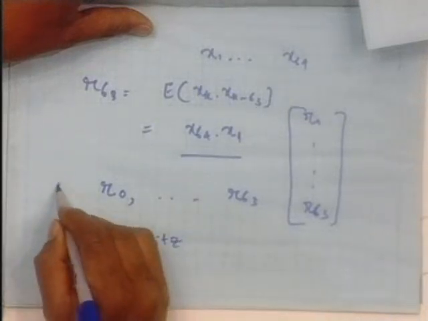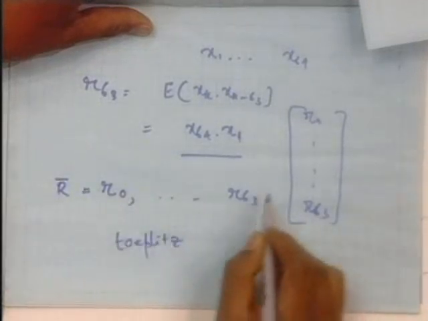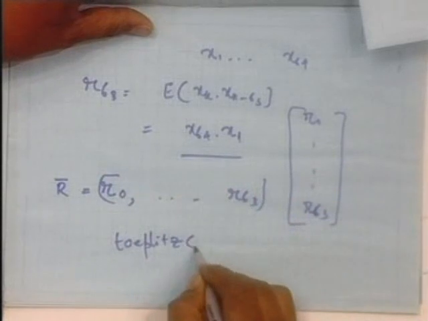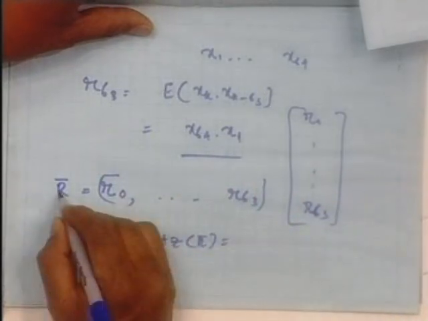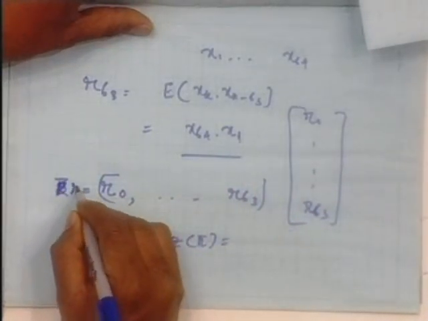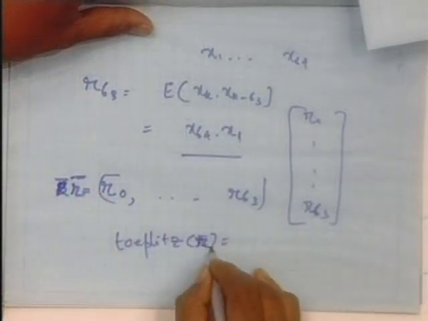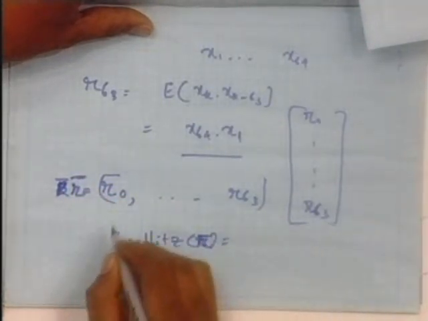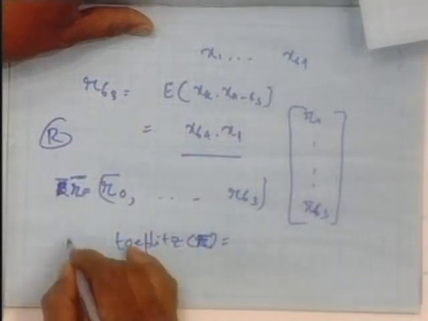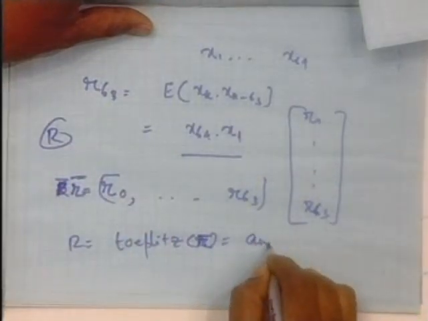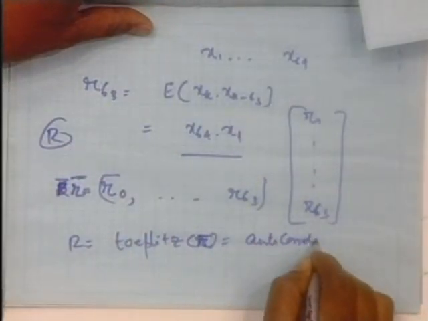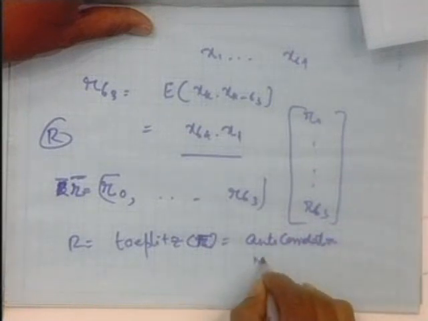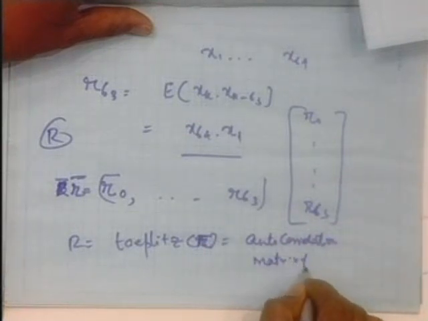If this vector is, let us say, small r, then Toeplitz of r will give you the matrix, because we are representing small r as the vectors and capital R as the matrices. So this will be called the autocorrelation matrix of the signal.